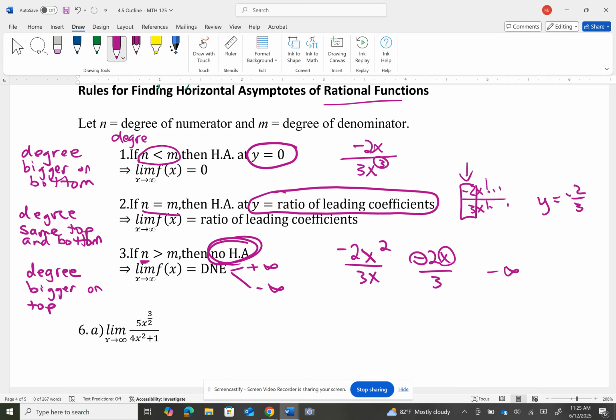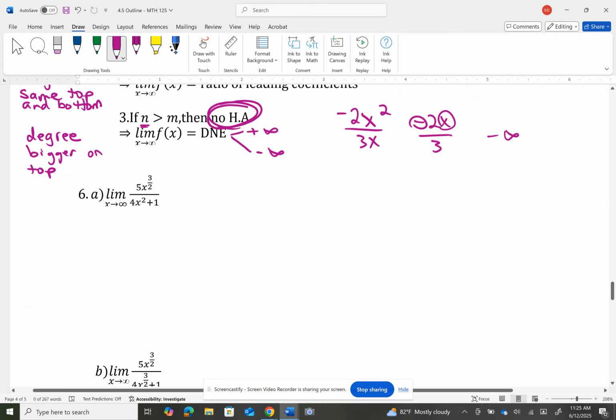All right, so let's use the shortcut on these. Now, technically, these are really not what you would call a normal rational function, because 5x to the 3 halves is not a polynomial. It's really a radical. It's really the square root of x to the third power on top. But you can still use the shortcuts here to analyze what the limit would be. And so I'd like to go ahead and just do it that way. Okay.